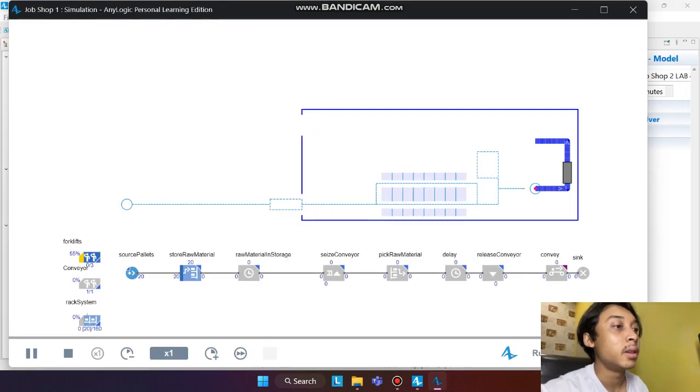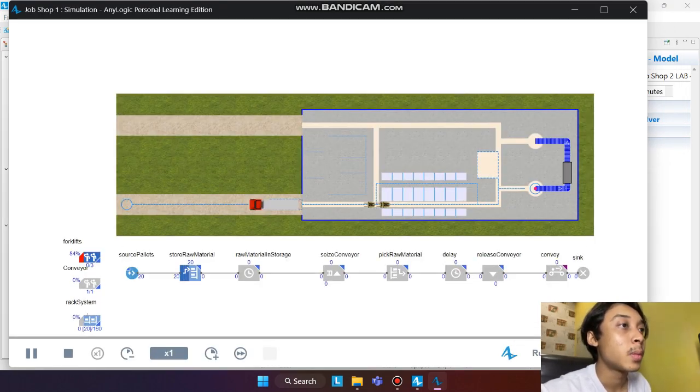Okay, this is my 2D. As you can see, they take the pallet into the pallet rack from the trailer.